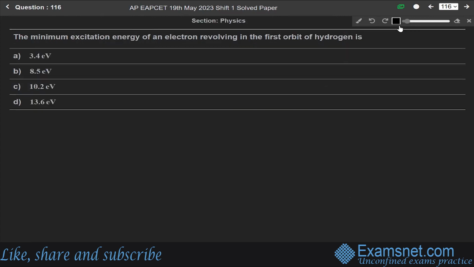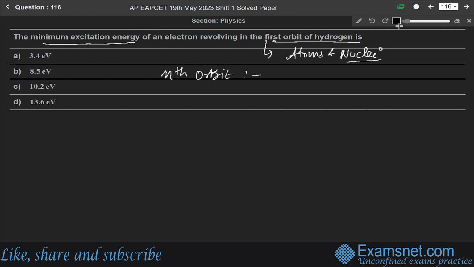Now next question 116. The minimum excitation energy of an electron revolving in the first orbit of hydrogen is. Okay. So this question is from the chapter of atoms and nuclei. In this question, we are given the first orbit of hydrogen and we have to find the minimum excitation energy. We know the nth orbit energy formula is minus 13.6 over n square electron volt.